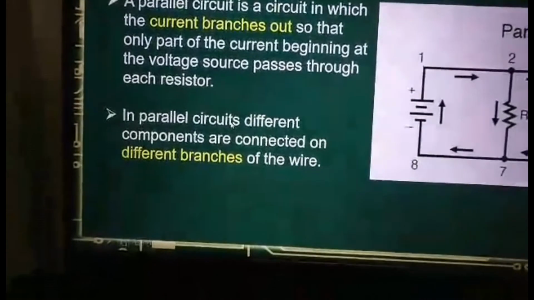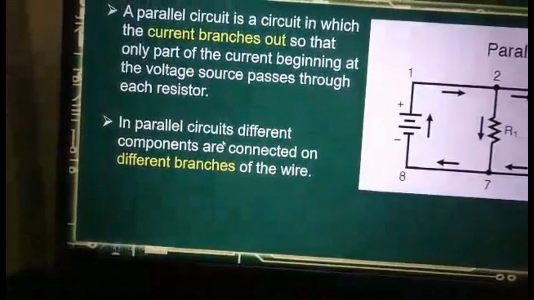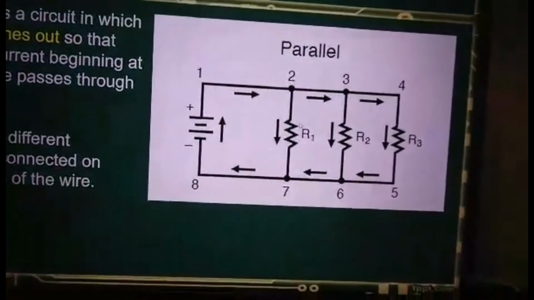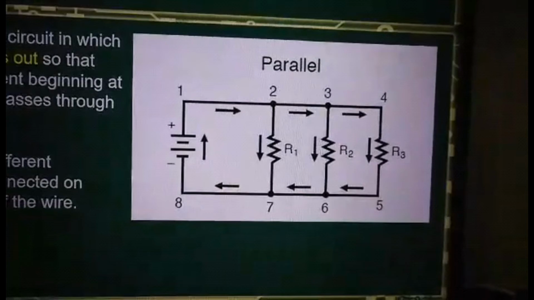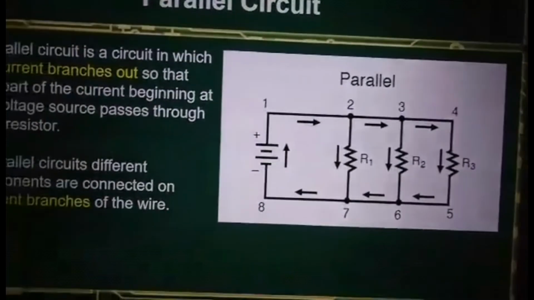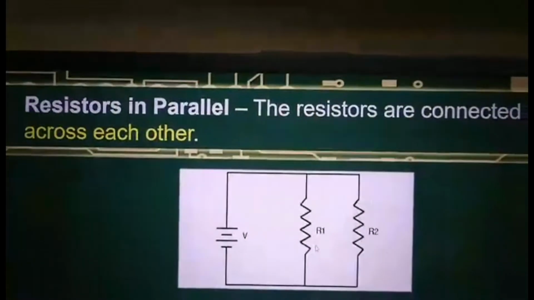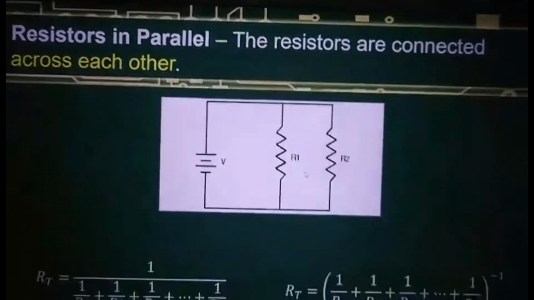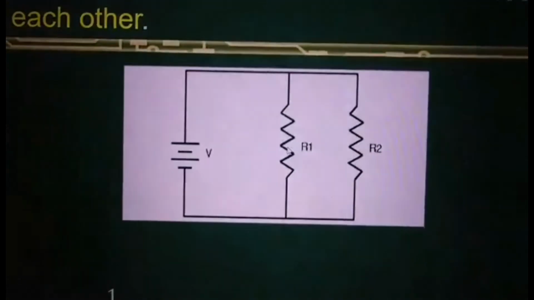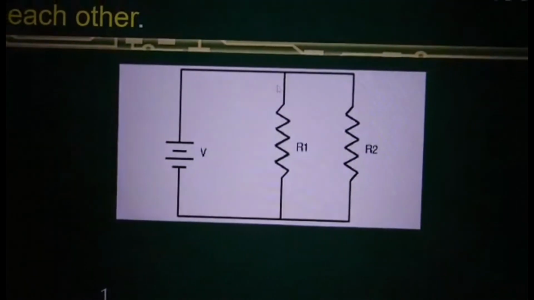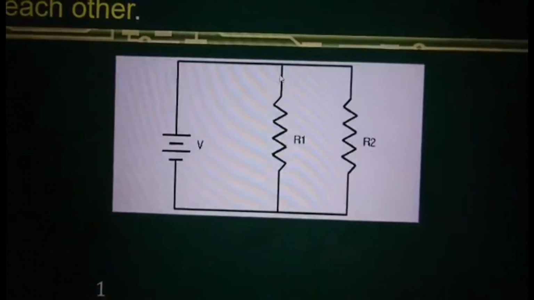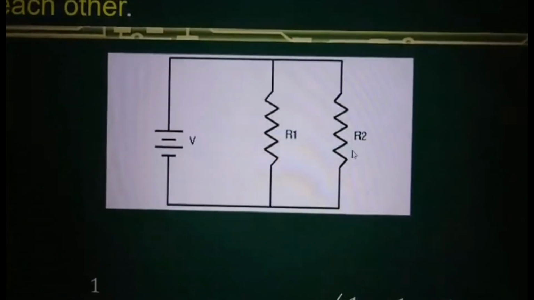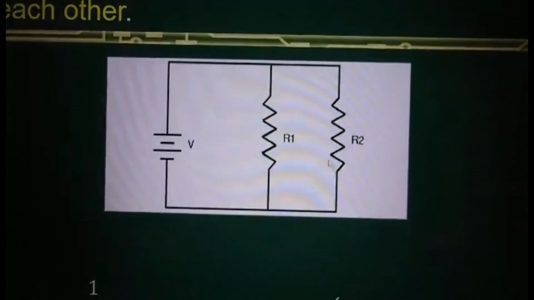In parallel circuits, different components are connected on different branches of the wire. Here, 3 resistors are connected in different branches. Resistors in parallel, resistors are connected across each other. So as you can see, the connection is across each other. So R1 is connected across R2. So they are parallel with each other.